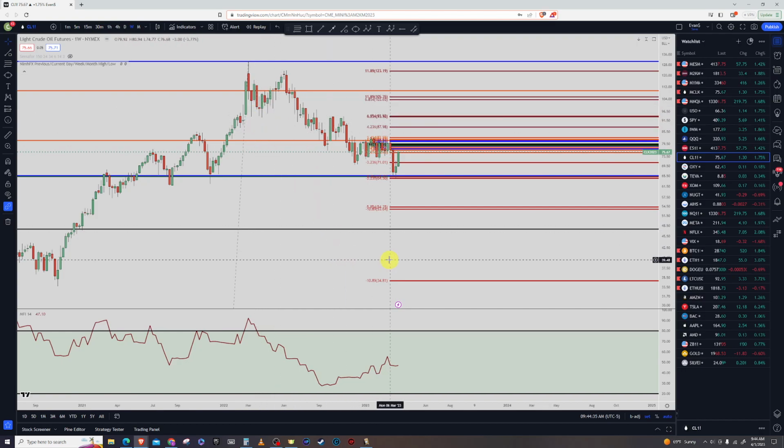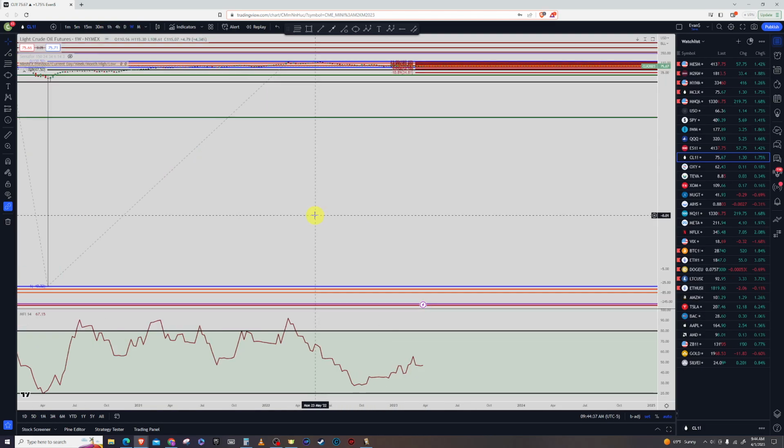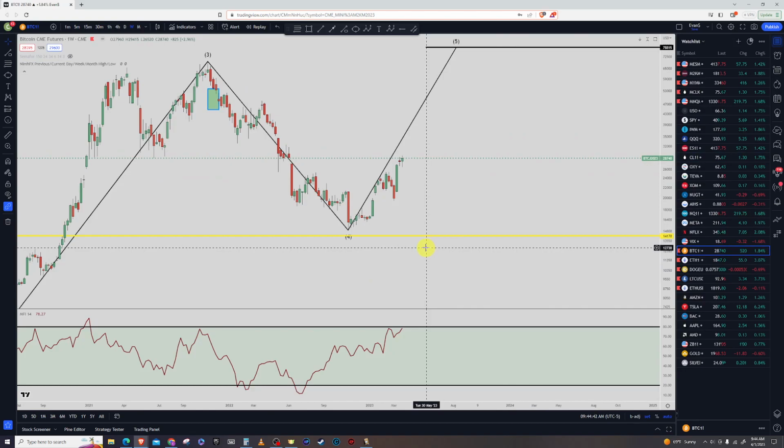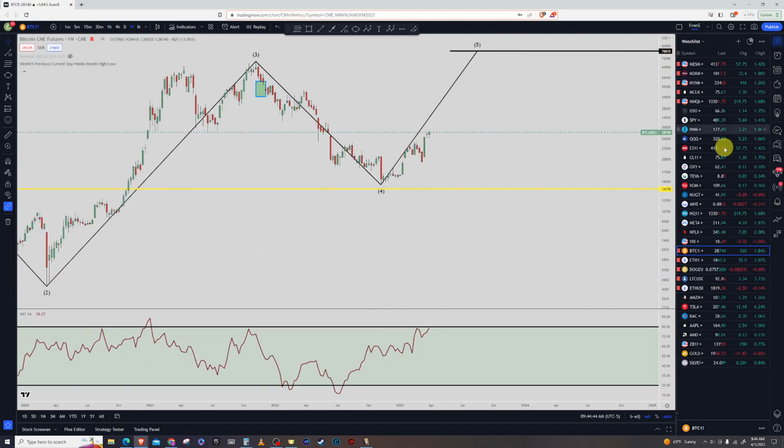Just use it in conjunction with the other areas that you are looking to trade in the market. I mean, it works with pretty much anything. It works with stocks, futures. Here's a Bitcoin. It even works with Bitcoin.